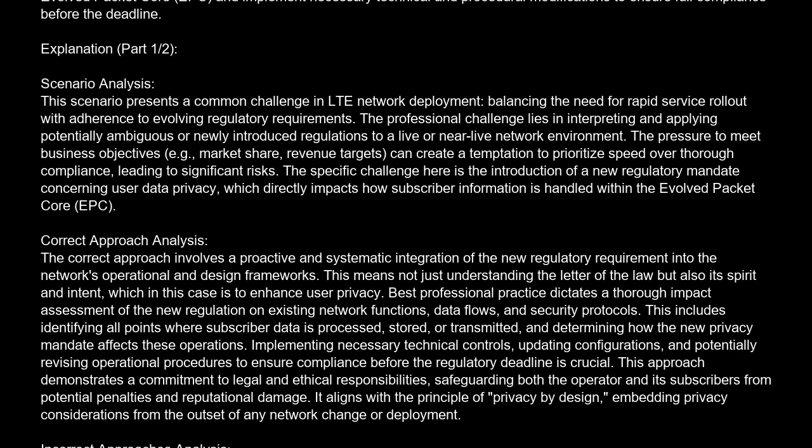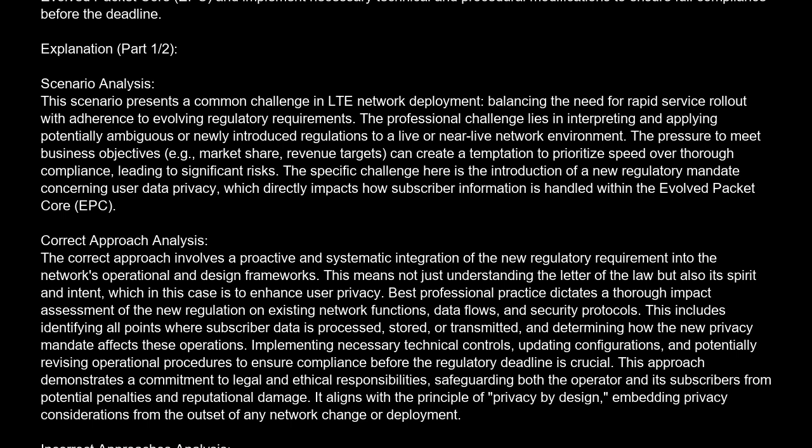The professional challenge lies in interpreting and applying potentially ambiguous or newly introduced regulations to a live or near-live network environment. The pressure to meet business objectives, e.g., market share, revenue targets, can create a temptation to prioritize speed over thorough compliance, leading to significant risks.